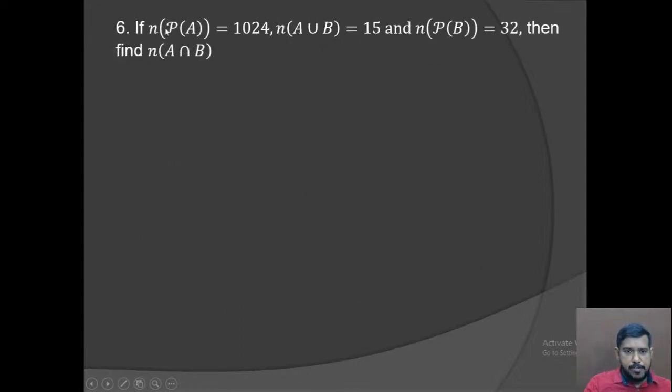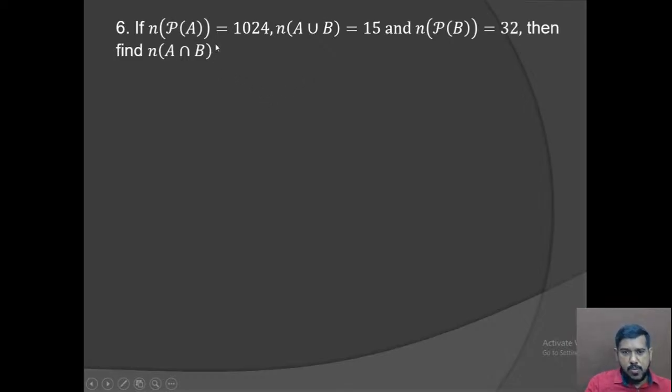If n of P of A, this is power set, you know what is power set, n of P of A is equal to 1024, n of A union B is 15, and n of P of B is 32, then find n of A intersection B. So first we have to find n of A, then n of B. Then you know the formula for A union B, isn't it? Using that we can find n of A intersection B.